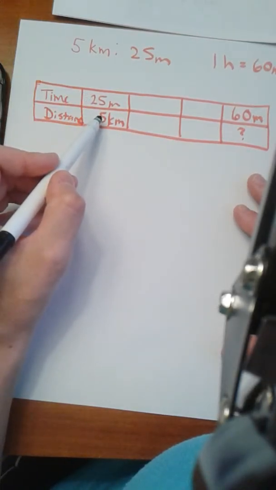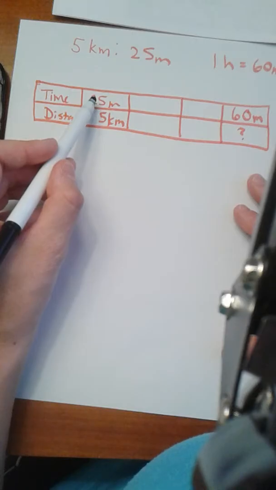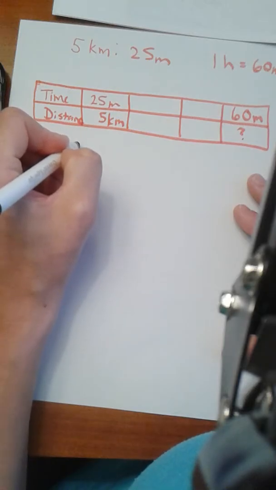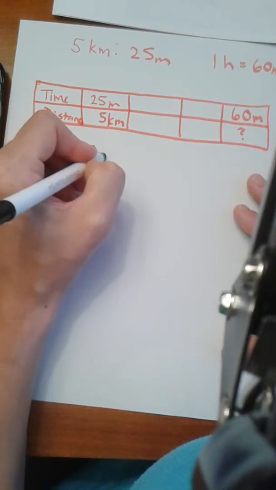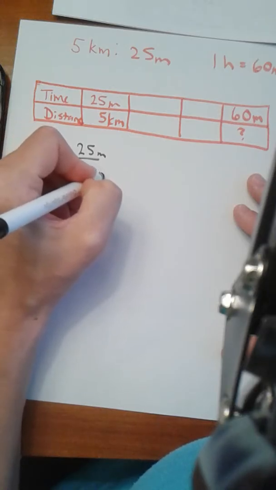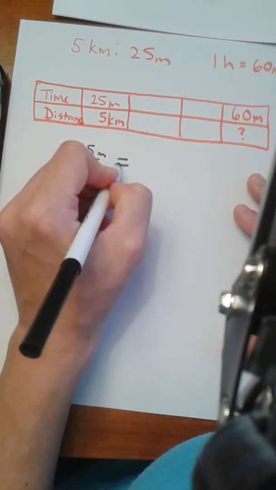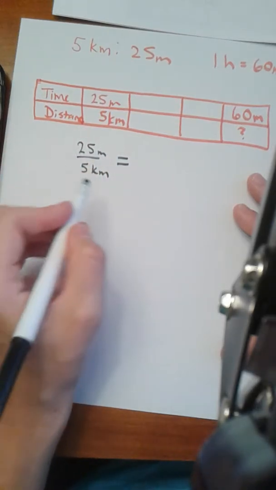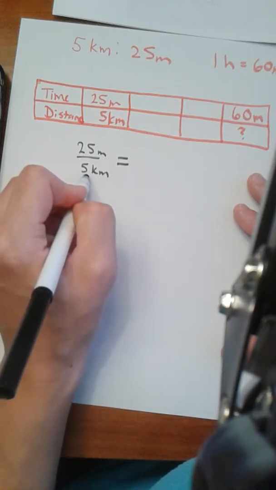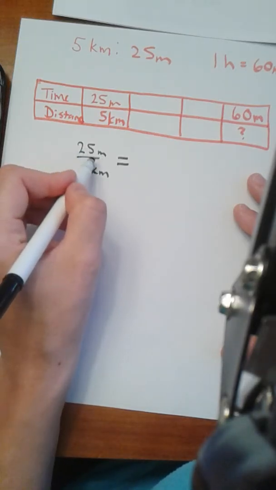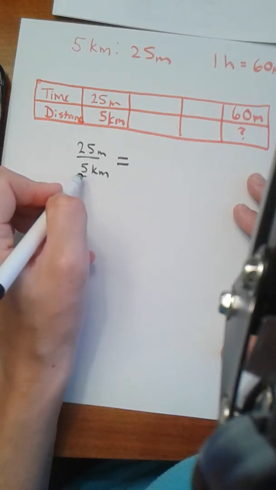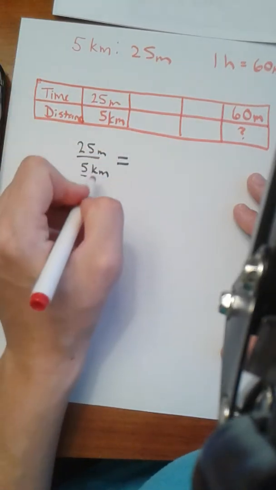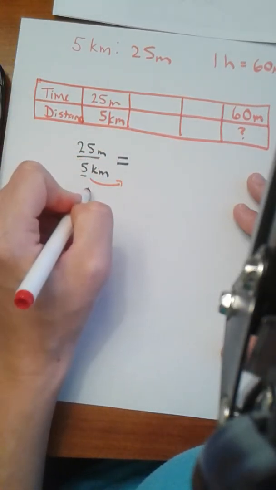The first thing we're going to want to do is find the unit rate for minutes per kilometer. And so right now we have 25 minutes for every 5 kilometers. Let's find an equivalent ratio or equivalent fraction to this so that I'm only looking at 1 kilometer, which would be the unit rate when there's only one unit we're talking about. So what I'm going to do is divide this by 5.